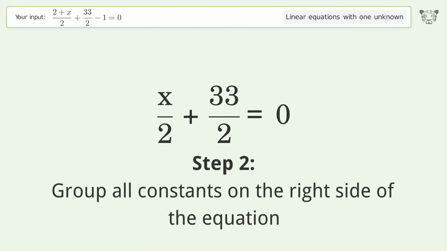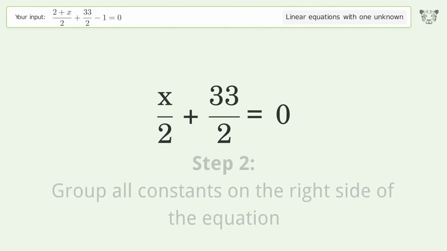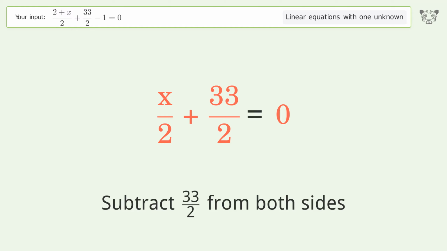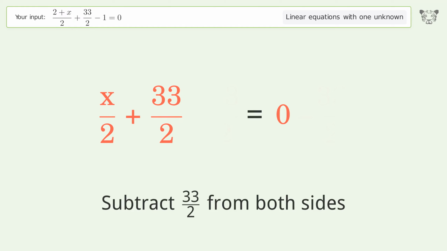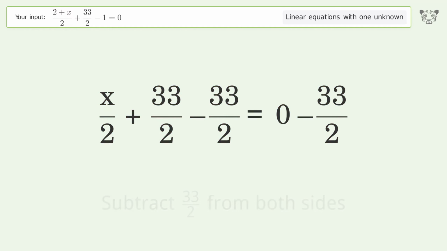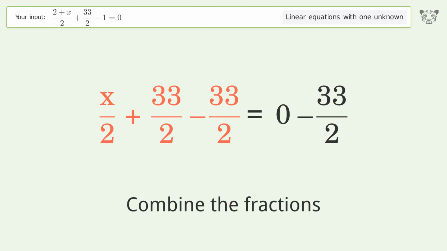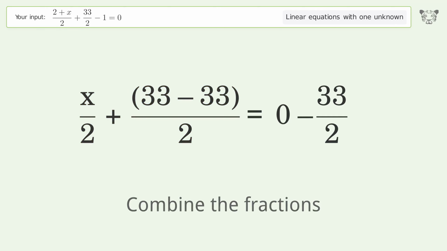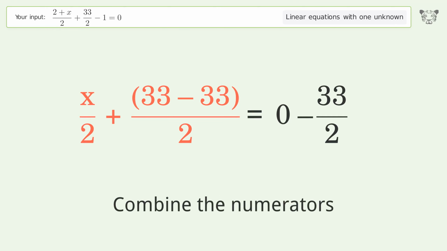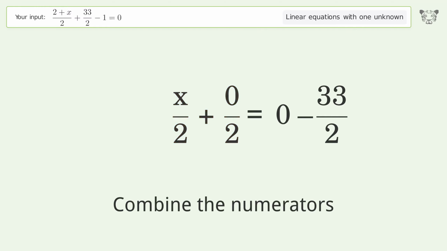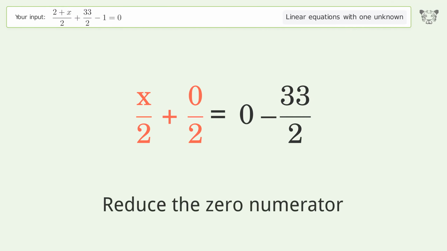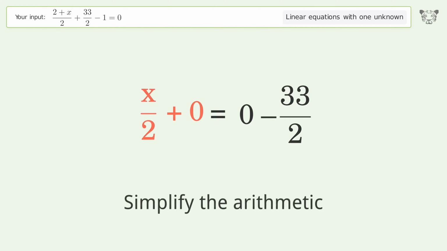Group all constants on the right side of the equation. Subtract 33 over 2 from both sides. Combine the fractions. Combine the numerators. Reduce the zero numerator. Simplify the arithmetic.